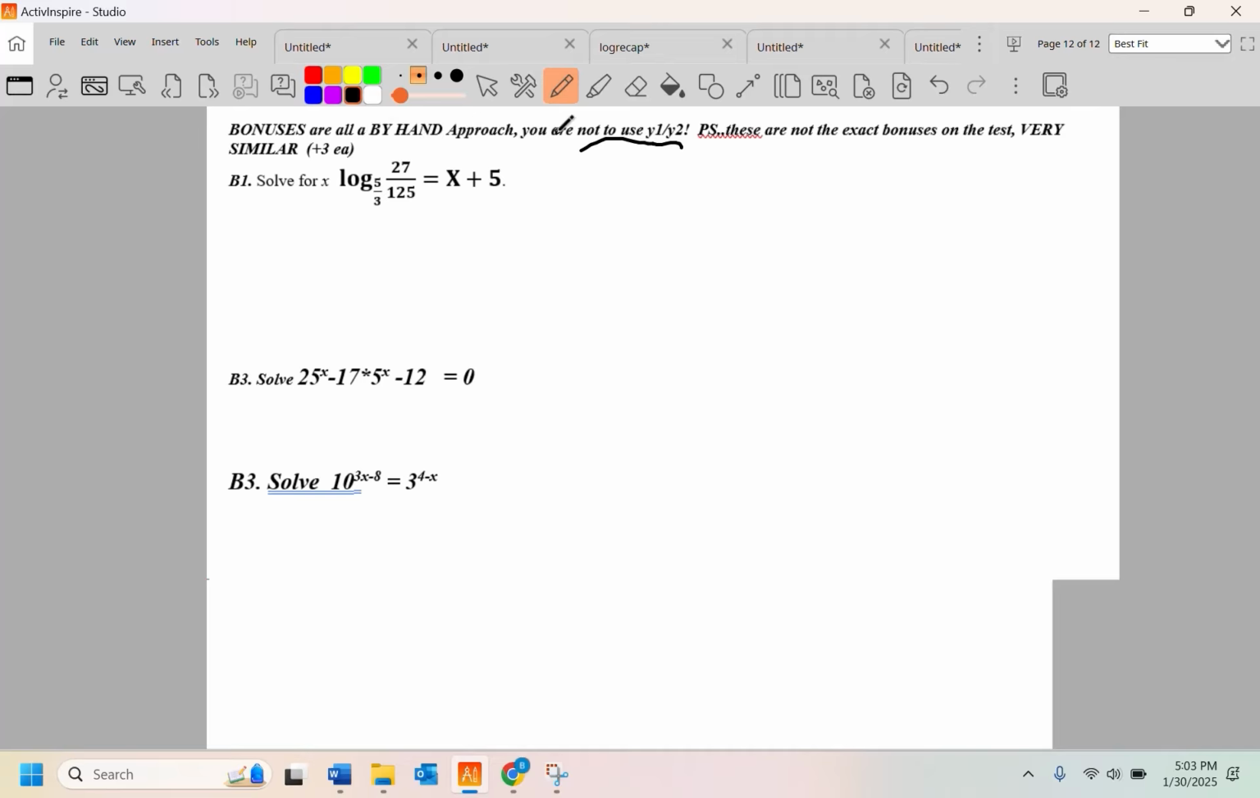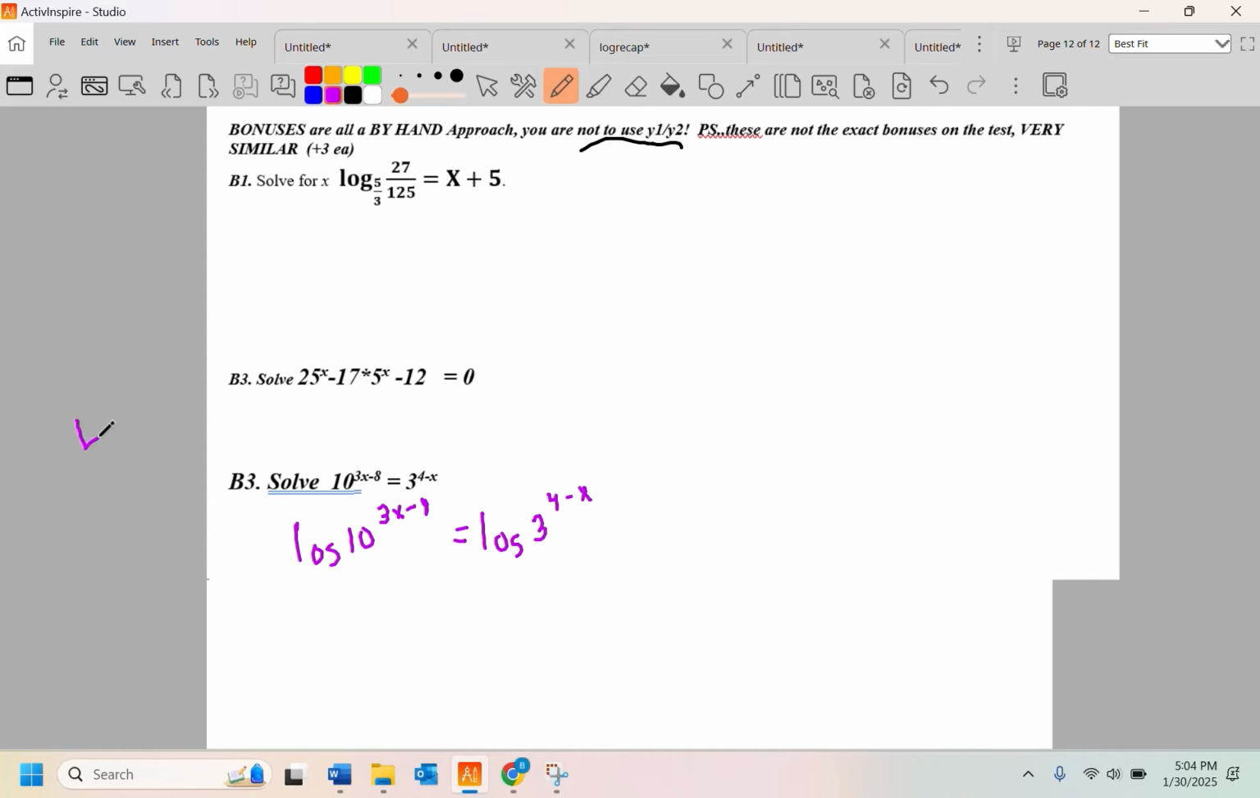It says don't use Y1, Y2. So to do bonus 3, the best technique there is is to literally ln both sides. So you take the natural log of 10 to the 3x minus 8, and you set it equal to the natural log. Actually, let me rephrase that. On this particular bonus, because there's a 10, the best approach is actually to log both sides. I've only taught ln both sides in class, but there's a reason log both sides makes some sense here, and I'll show you in just a second. It's a little easier than lning both sides.